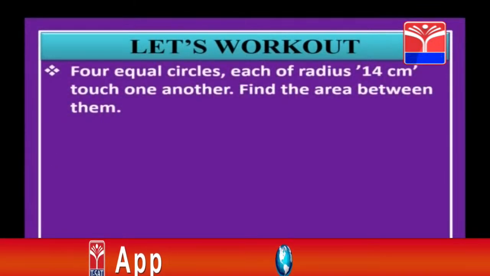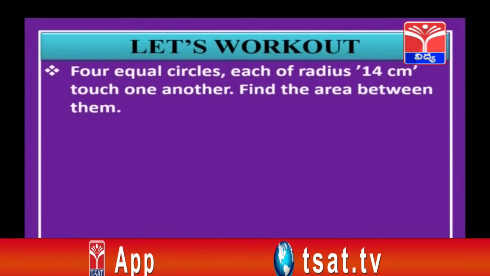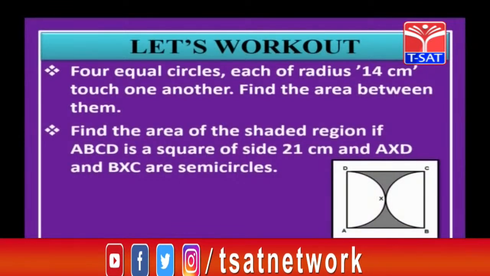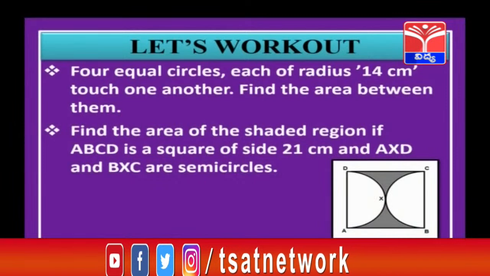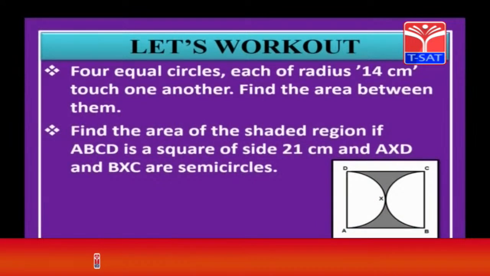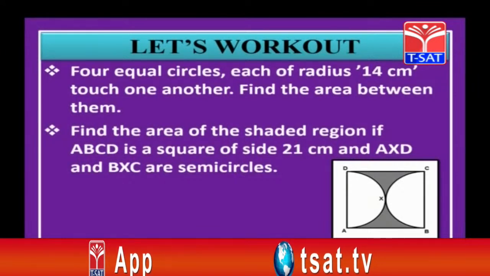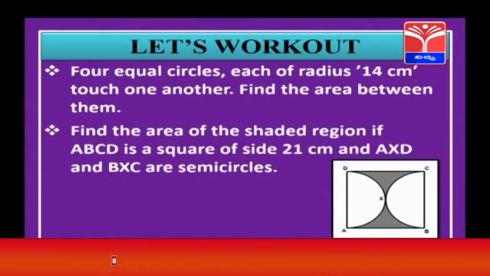The next problem is 4 equal circles, each of radius 14 centimeters, touch one another. Find the area between them. Find the area of the shaded region if ABCD is a square of side 21 centimeters and AXD and BXC are semicircles. Okay, children. So solve these problems and show to your teacher.